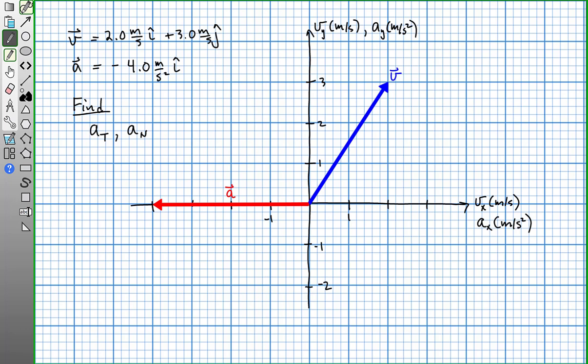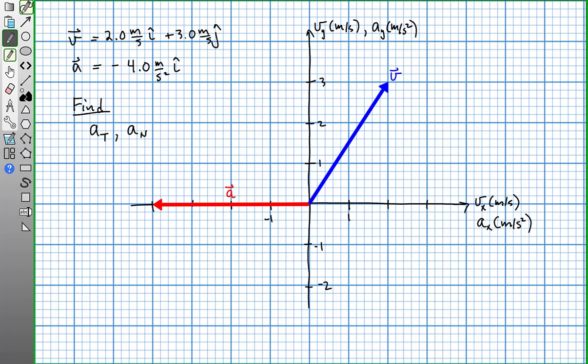By positioning the acceleration and the velocity tail to tail at the origin of this coordinate system, I could see pretty clearly that this object is going to be both slowing down and turning, because we'll have a component of acceleration that is opposite the velocity vector, and there is a component that's perpendicular to the velocity vector.